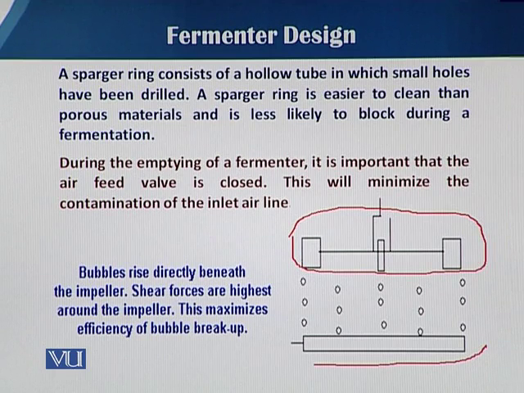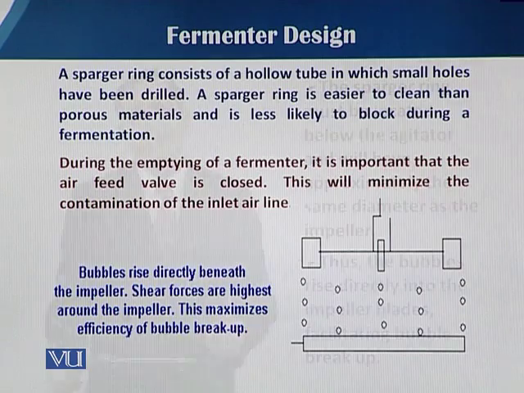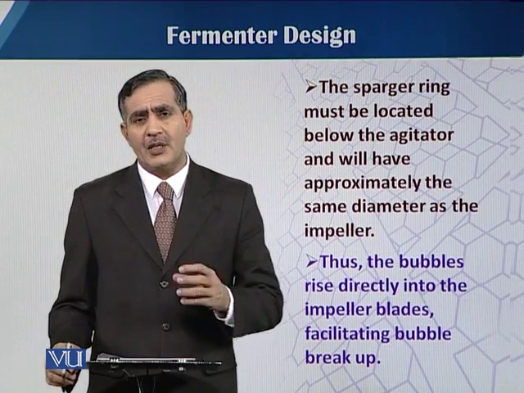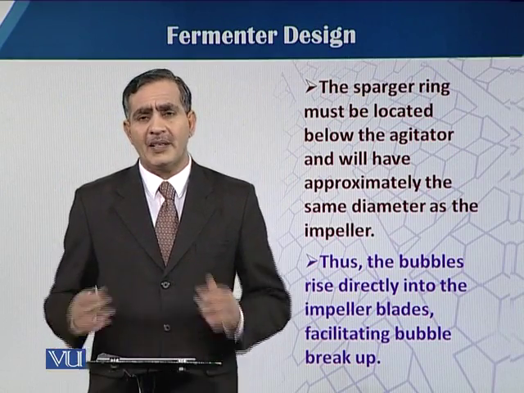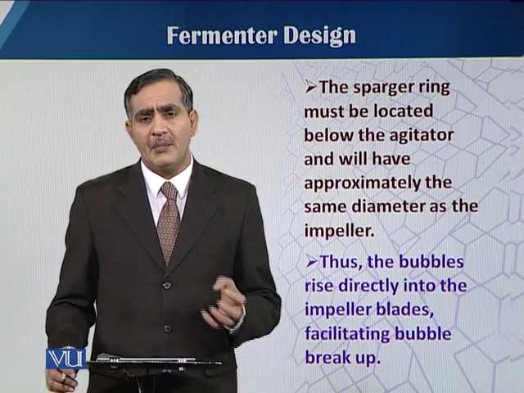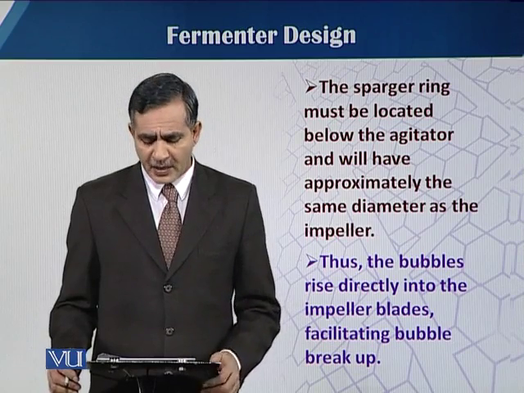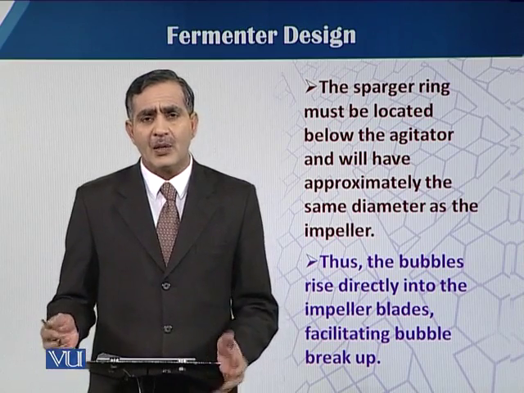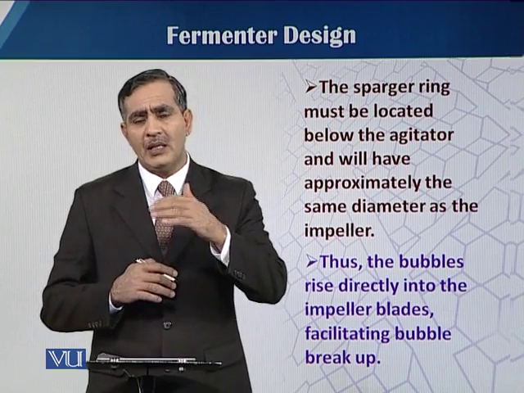When the bubbles collide with this system, there is a shear effect. That's why the whole aeration and agitation system works together. The sparger ring should be situated exactly below the impeller. That helps give direct contact with the air bubbles and facilitates their breakdown into smaller sizes. So that is the role of placing the sparger just below the impellers.